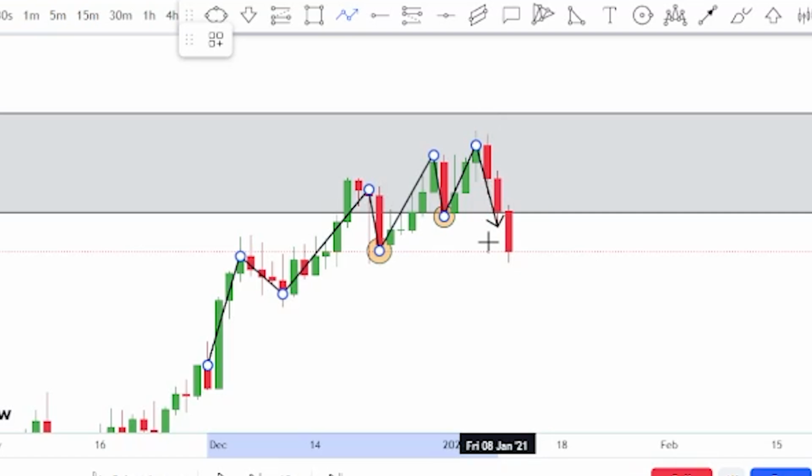As we are looking for a sell, we need the market to form a chart pattern, maybe a head and shoulders, making lower lows and lower highs. That's where you are going to get an opportunity to enter for a sell.